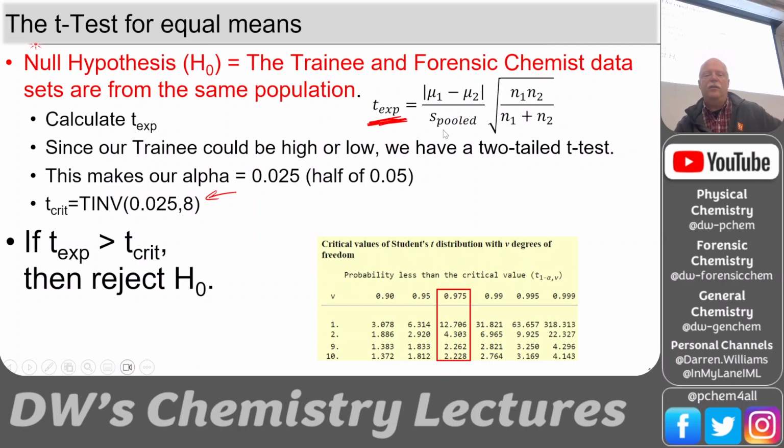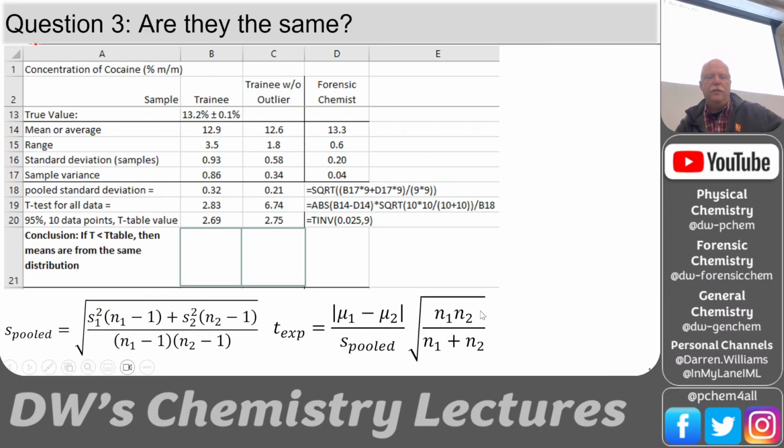You could also find T tables. You can find the critical T values here. This is the 0.975. So that's 1 minus 0.025. And we have 9 data points. And so here's our critical T value right there. So we can use that T inverse equation. Now I have this one here at 9 because it's doing it for the trainee with the outlier, but it would be 8 if you're doing it without the outlier.